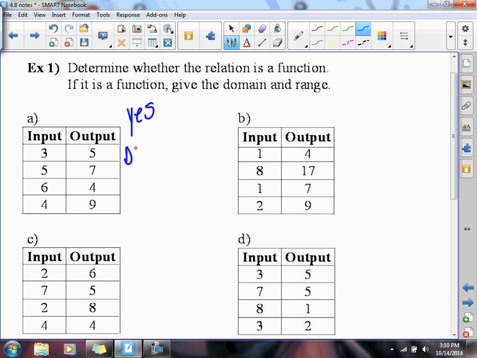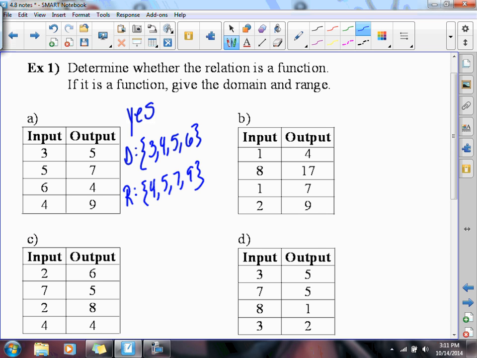And my domain then would be 3, 4, 5, 6. I'm going to put them in order. 3, 4, 5, 6. And then my range would be 4, 5, 7, and 9.